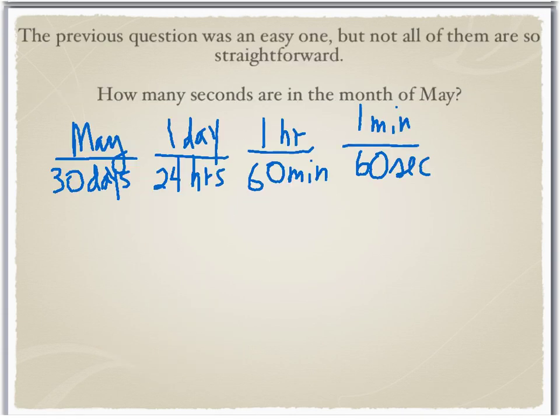So here's a question that's not so straightforward. The previous one you probably could have done in your head, but not this one. How many seconds are there in the month of May? So to answer this, let's come up with some conversion factors. For example, I know there's 30 days in May, I know there are 24 hours in a day, and I know there's 60 minutes in an hour and 60 seconds in a minute. So how am I going to string these together to find out the number of seconds?